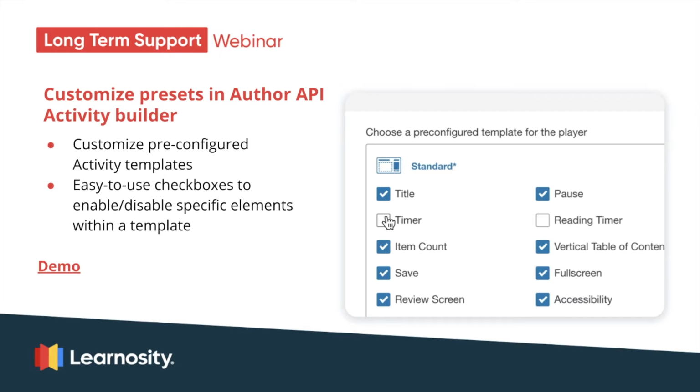Customize presets in the Author API Activity Builder. So in the Author API, in the Activity Editor, we've made it possible to customize the default templates, which are the standard, the long content, and long content with a sticky footer. And this is easily done by checking and unchecking the relevant checkboxes in the editor's UI to enable or disable specific buttons. For example, the accessibility menu or the calculator. Let's have a quick look at a demo.